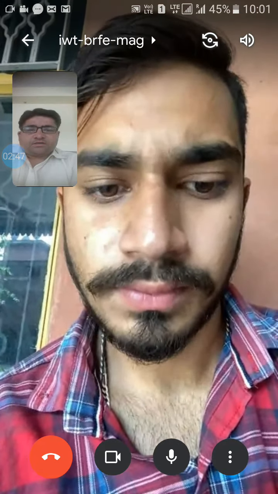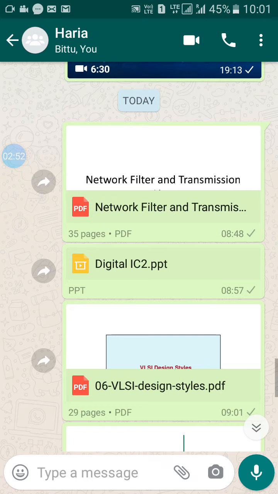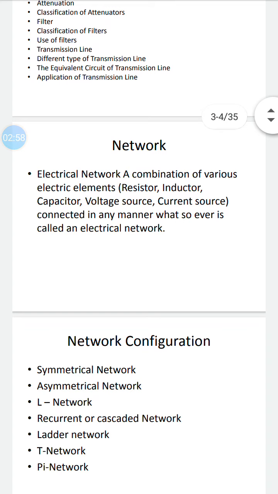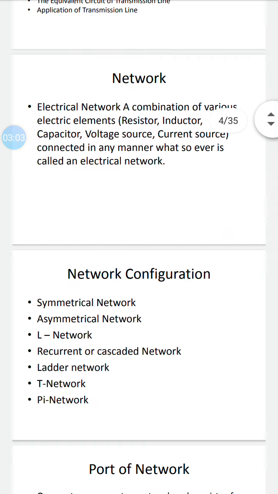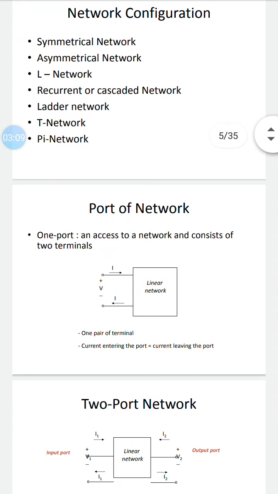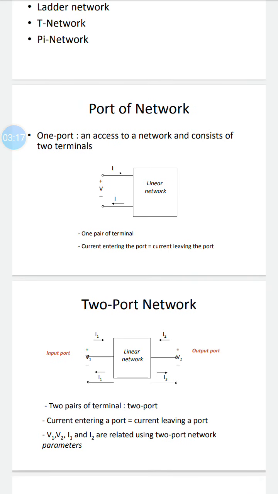Now we will discuss various network configurations. First is the symmetric network, then the asymmetric network, L network, recurrent, ladder network, T network, and pi network. Port of a network: an access to a network consists of two terminals. A two-port network means input and output, one pair of terminals for current entering the input.